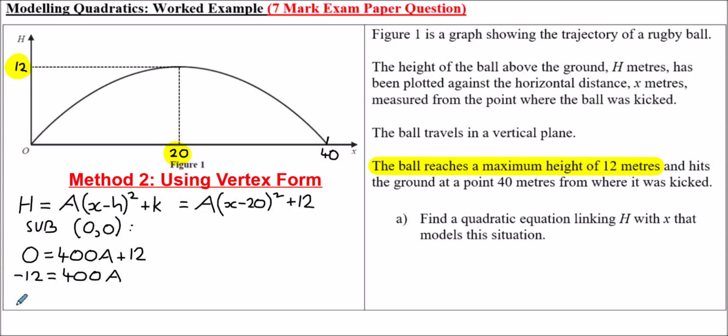Divide through by 400. A must be, once again, as we saw before, minus 0.03. So the equation for h, now we know that A is minus 0.03, h is minus 0.03 lots of (x minus 20) all squared plus 12. So a differently written form to method 1, but method 1 and method 2 are exactly the same thing, just written in different ways.